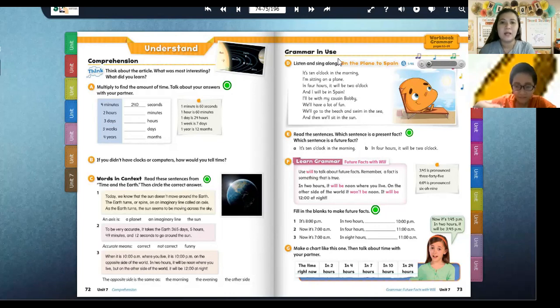Okay, now here. Grammar in use. Let's listen and sing along. Page 73. Grammar in use. D. Listen and sing along.